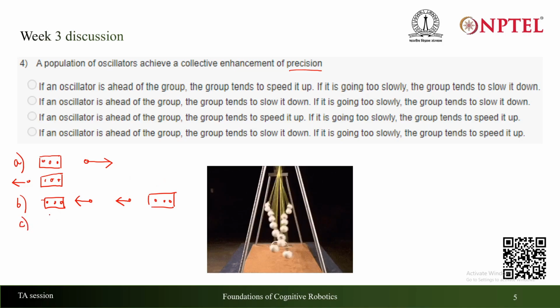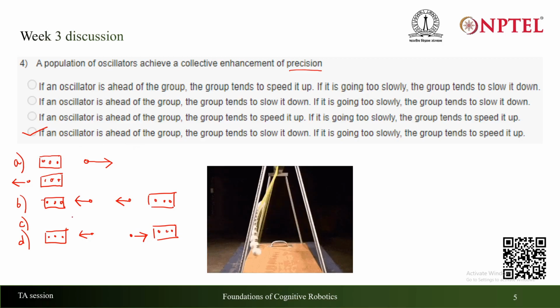And the same reasoning goes for C, where it speeds up in both the cases. And for D, if you can see, when it is ahead, it slows the oscillator down. So this is like the first case of B, and if it is lagging, it tends to speed it up. So this option D is therefore the correct answer for maintaining the precision. So the answer is D.